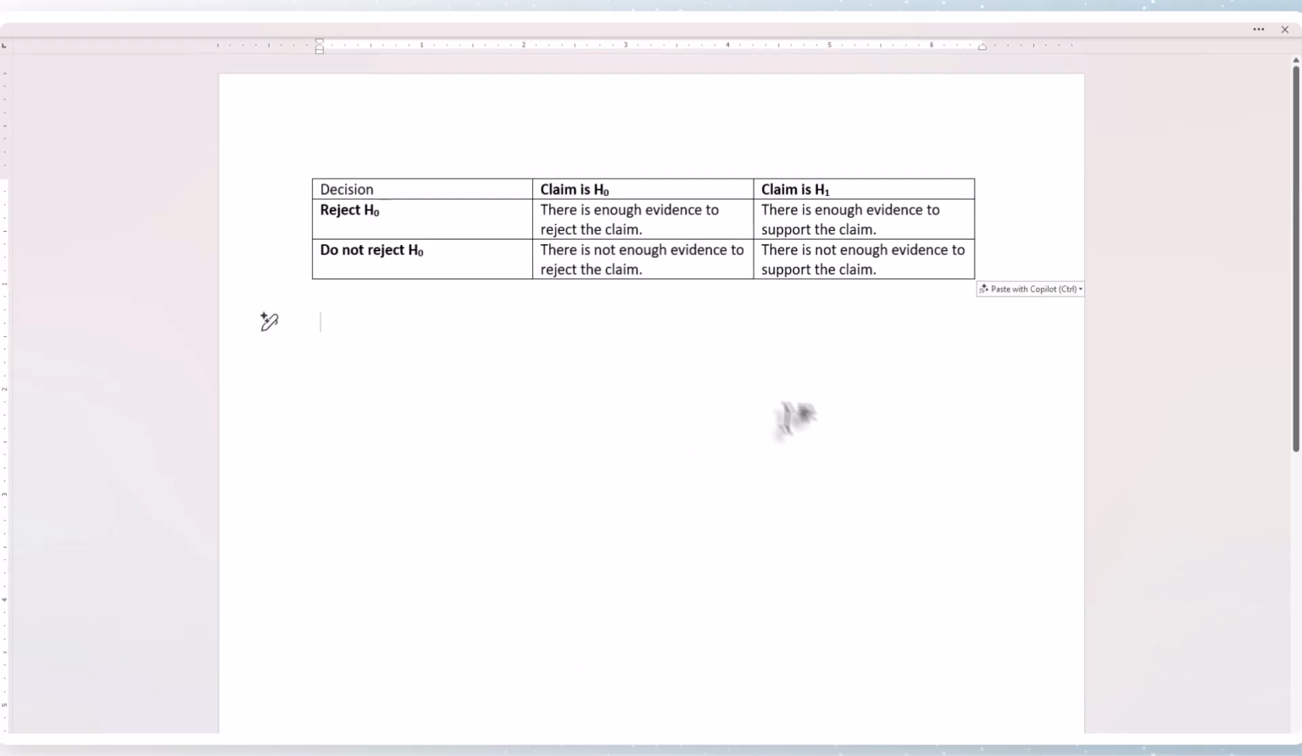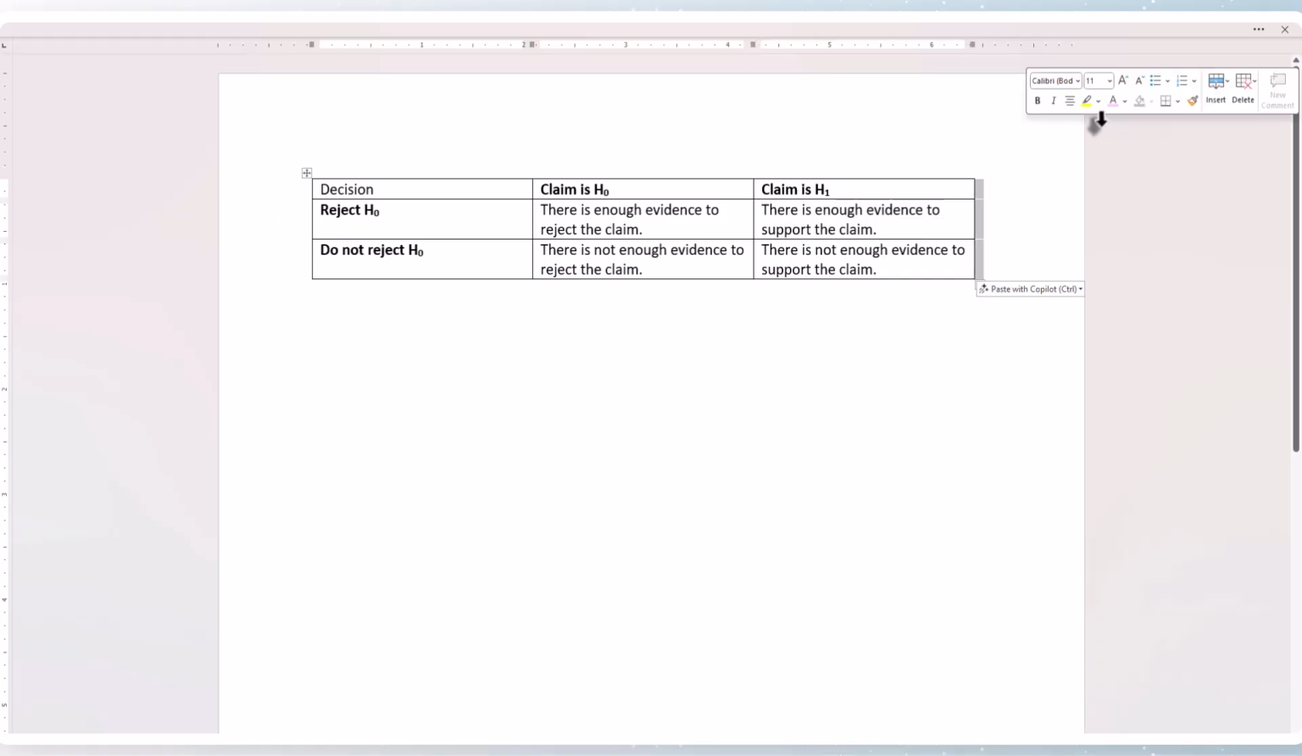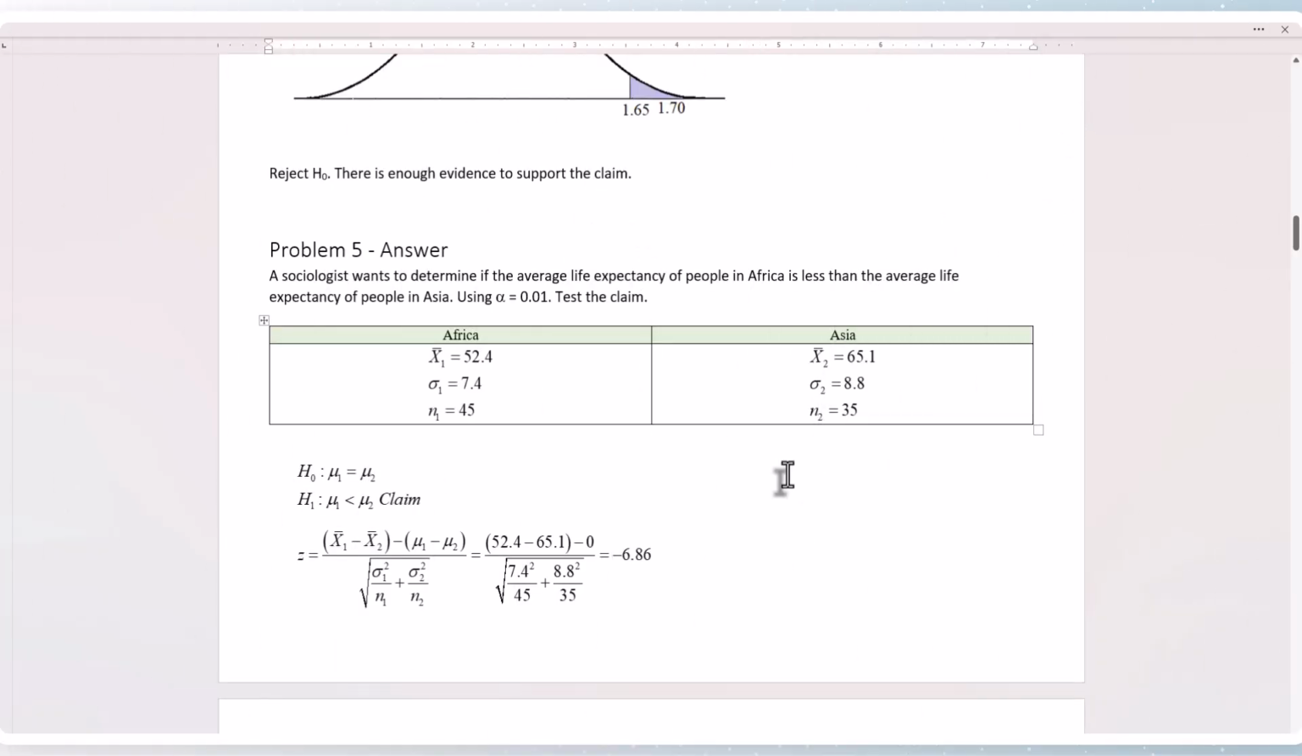We can use our summary chart. Remember, the claim is H sub 1. We rejected H naught, so we can state there is enough evidence to support the claim. Now, on problem 5, we're going to be comparing two means. We're given two sets of summary statistics.